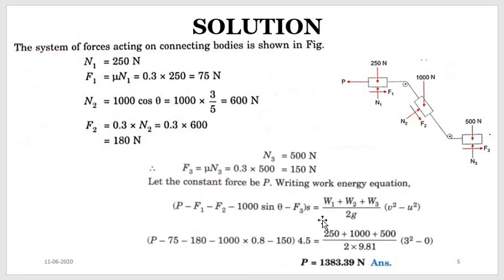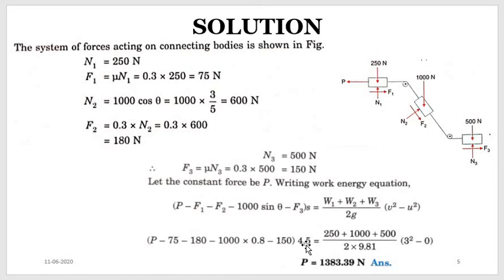Okay, so force into the displacement S is equal to half into the total mass. Total mass is W1, W2, and W3, the weights of each block, so the total mass is W1 plus W2 plus W3 divided by g. So half into that value into v square minus u square, and its final velocity is 3 and its initial velocity is 0 since it starts from rest. So substituting this value, we will get the force required to move the block as 1383.39 Newton. So this is how we are applying this work energy equation for solving the connected body system problem.